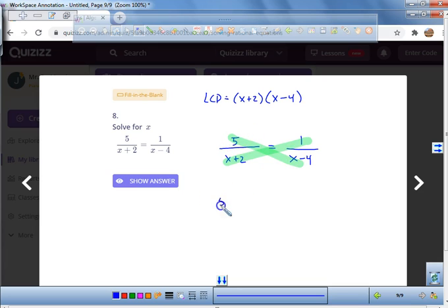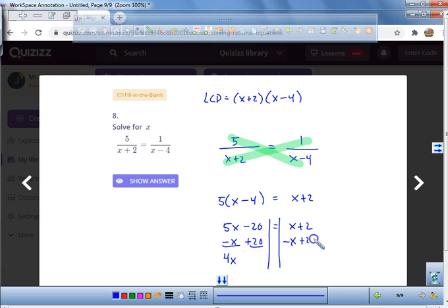5 times x is 5x, and 5 times negative 4 is negative 20. So 5x minus 20 equals x plus 2. There we got x plus 2. All right, so all we got to do is get all the x's to one side. So I take away an x and I take away an x. I'm left with a 4x. And then I add a 20 and I add a 20 and I get, looks like I get 22.